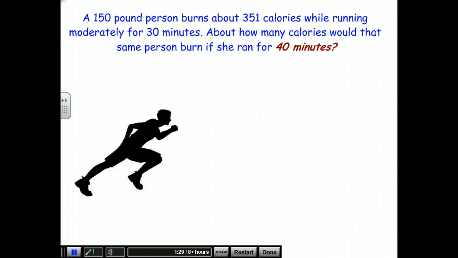What if we have something as complicated as running for 40 minutes? Go ahead and pause the video now and see if you can come up with a way of solving this, running for 40 minutes now, which is not quite as easy, and finding out how many calories they burn running for 40 minutes.